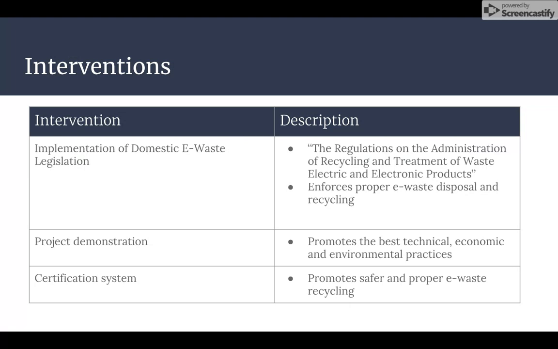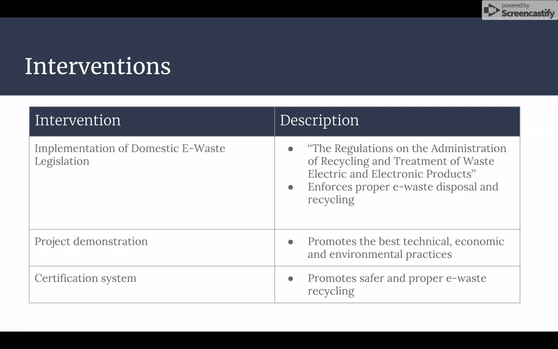So what are some interventions to improve the situation of improper e-waste disposal in Guiyu, China? First, there was an implementation of domestic e-waste legislation. This is the regulations on the administration of recycling and treatment of waste electric and electronic products. This legislation enforces proper e-waste disposal and recycling.